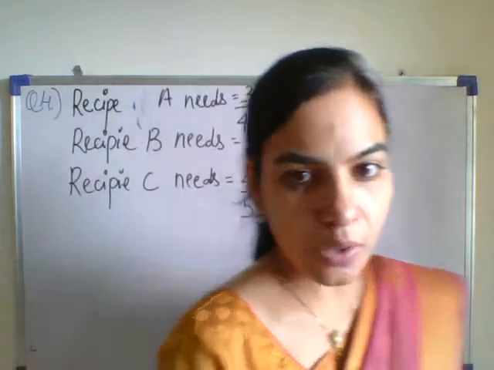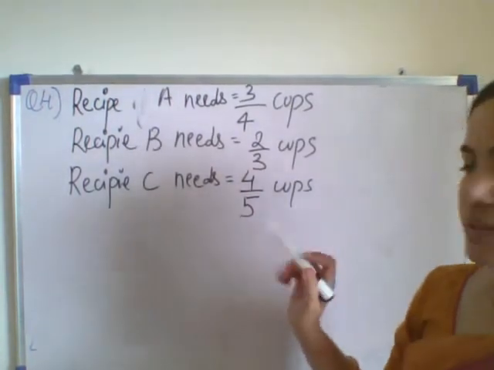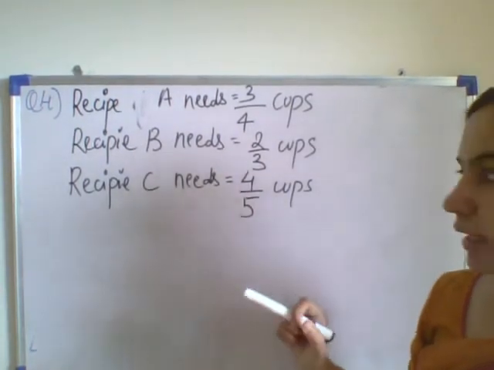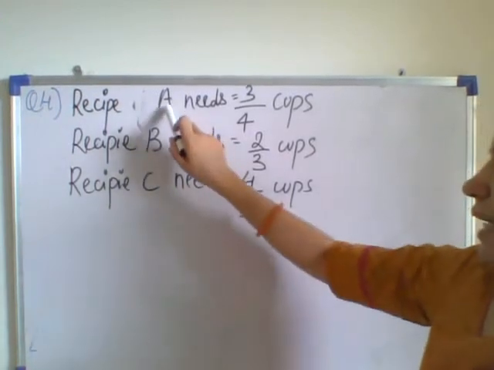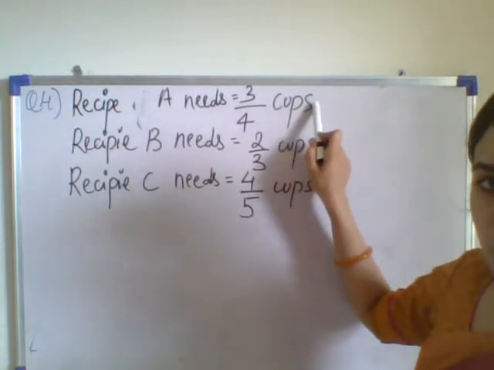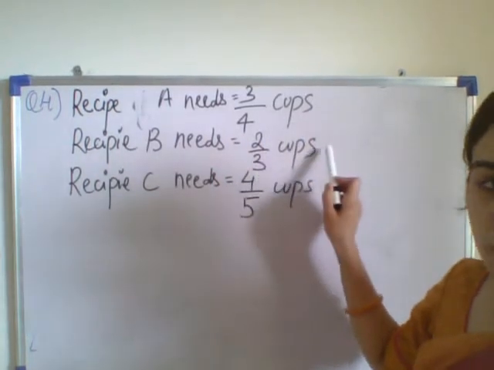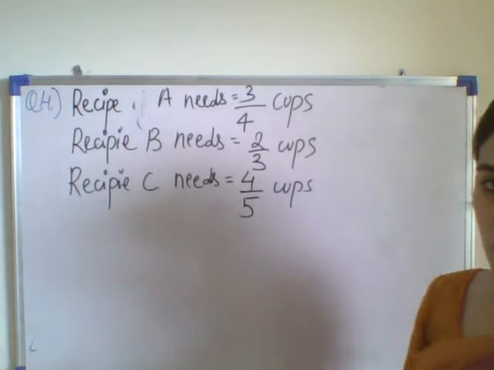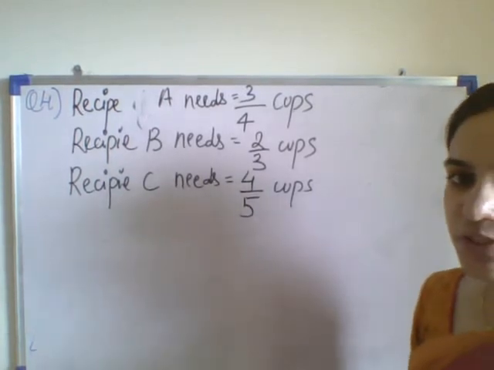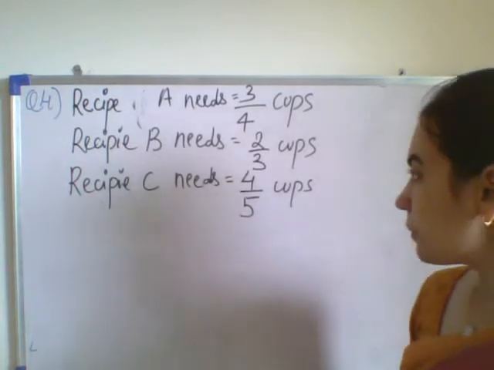So what is given in question number 4? Pamela has 3 recipes for making the cake: A, B, C. Recipe A needs 3/4 cups of flour, recipe B needs 2/3 cups of flour, and recipe C needs 4/5 cups of flour. Now we have to find which recipe needs more cups of flour and which needs the least. So how will we find out?